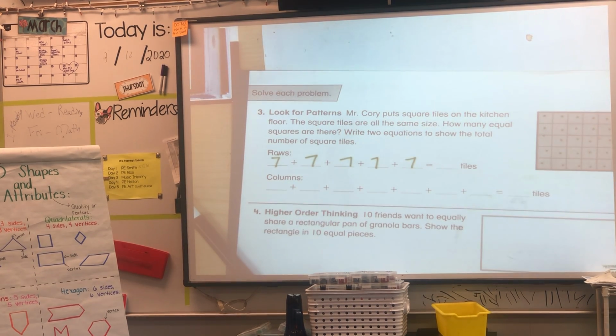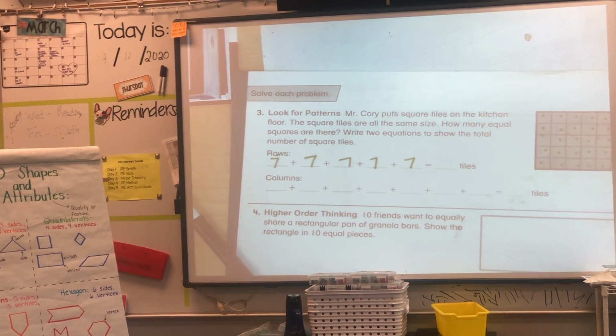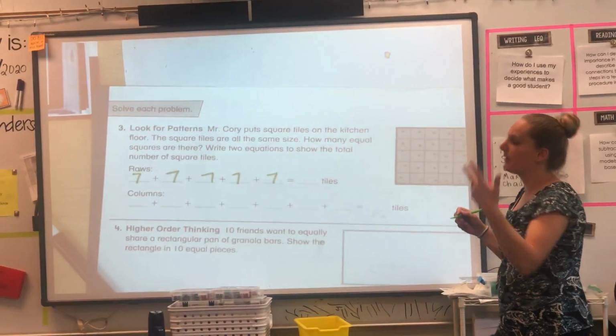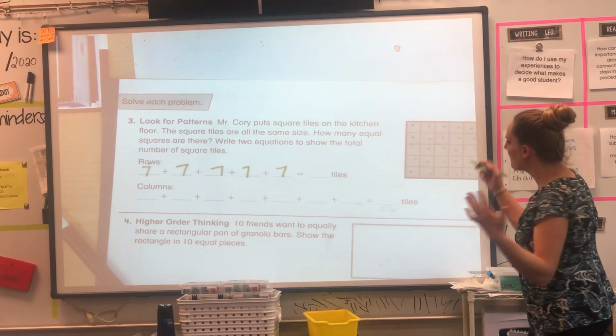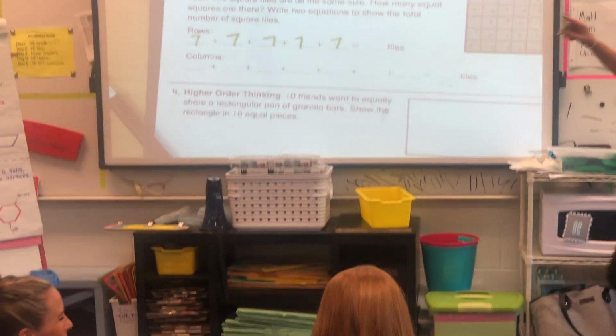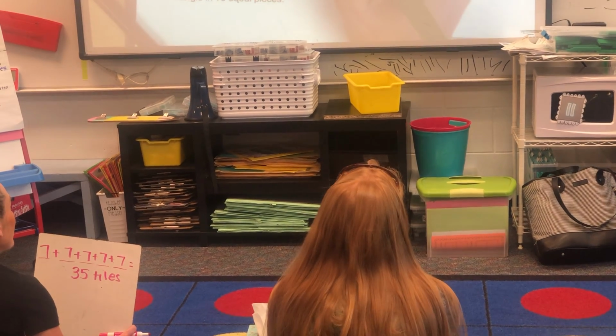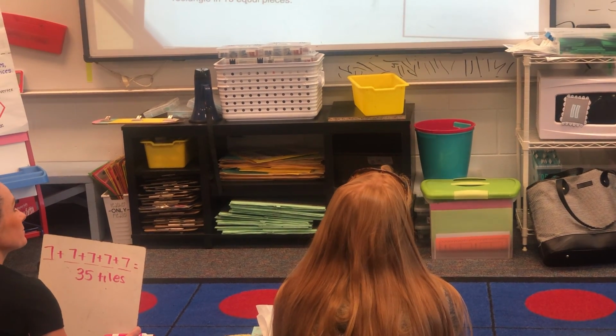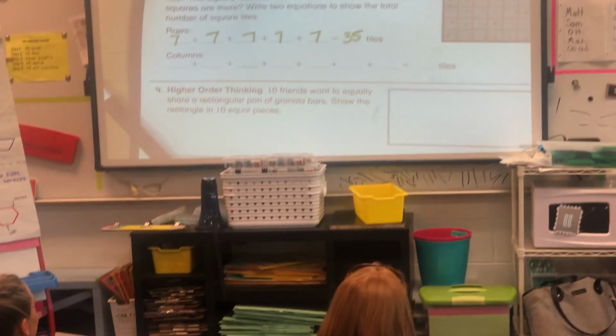Now, we have 7 plus 7 plus 7 plus 7 plus 7. Okay? Well, instead of counting 1, 2, 3, 4, 5, 6, 7, if we count by sevens, 7, 14, 21, 28, 35. So all together, I have 35 tiles. Sorry, I went 28, 30, I'm sorry. All right, so we have 35.